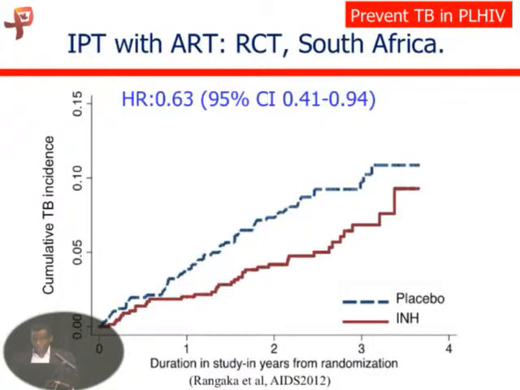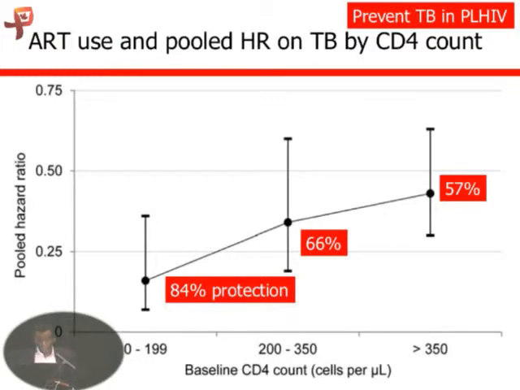And we also know of a randomized controlled trial that was done in South Africa and reported at IAS in July, which showed that when IPT and ART are used in people living with HIV, regardless of the TST result, we can get almost 40% protection from TB. This is also the systematic review that we did for the studies that looked at randomized controlled trials for CD4 count.